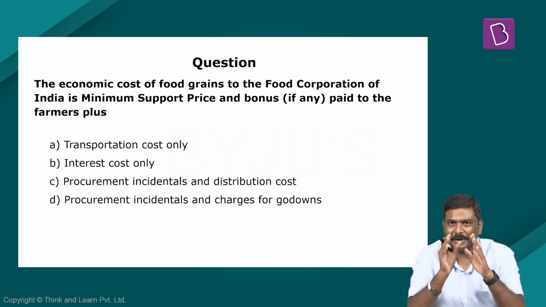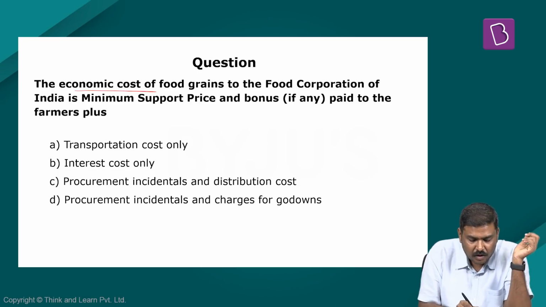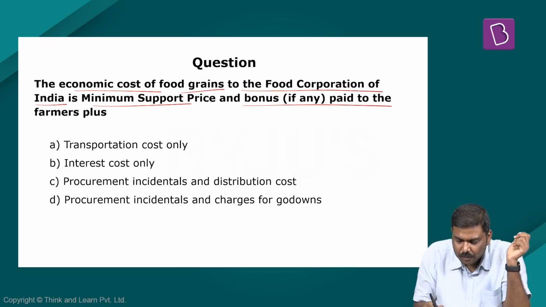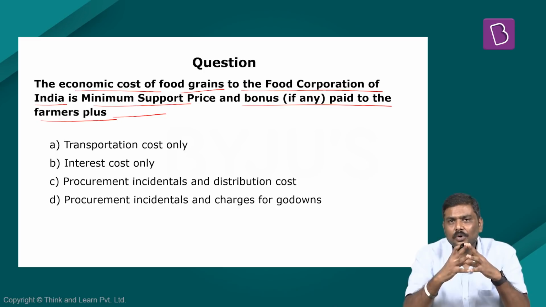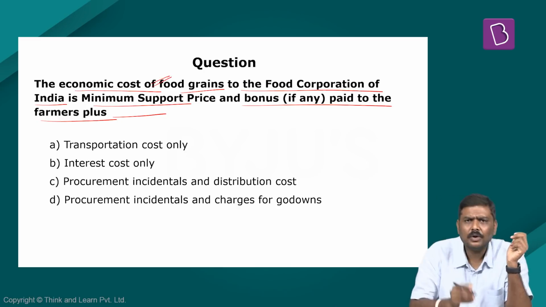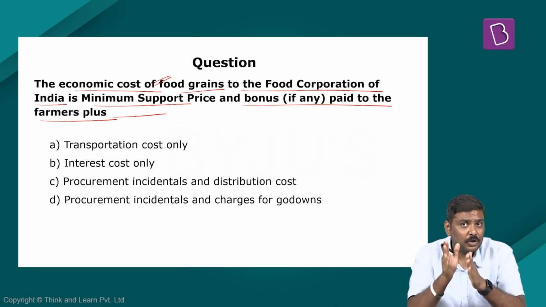Now based on this, let me take up a question here. The economic cost of food grains to the Food Corporation of India is the minimum support price and bonus, if any, paid to the farmers plus. This particular question is basically asking you the formula for the economic cost of food grains. Now what do you mean by the economic cost of food grains?